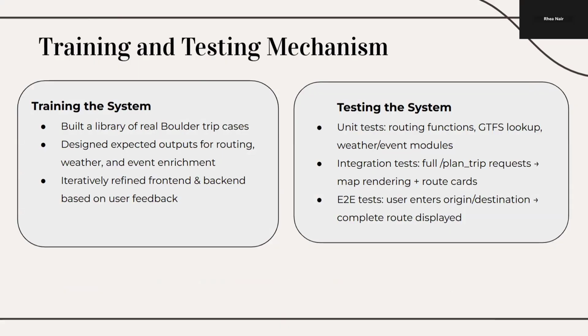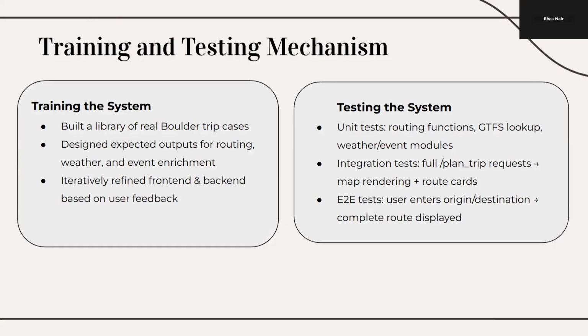For the training and testing, we treated Boulder Move like a real system that users would rely on. To train the system, we built a small database of real Boulder trip cases and defined what a reasonable output looks like in terms of routes, weather, overlays, and event information. We then improved both the front end and back end by checking these examples and incorporating feedback about what was confusing or missing. For testing, we had three levels.